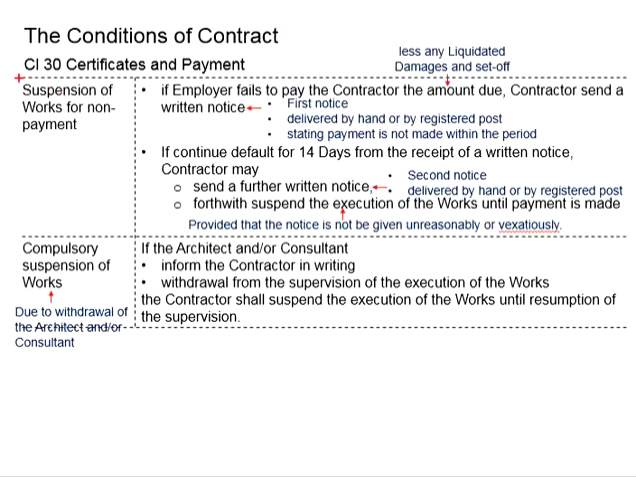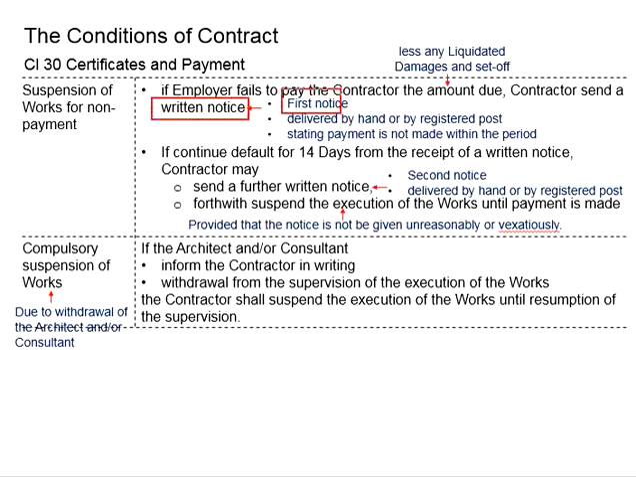Next, we talk about the suspensions of the work for non-payment. You know that for whichever work done by the contractor, payment should be made by the employer within the period of honoring certificate. If the employer fails to pay the contractor the amount due, the contractor will need to send a written notice to the employer requesting the employer to pay for the work done.